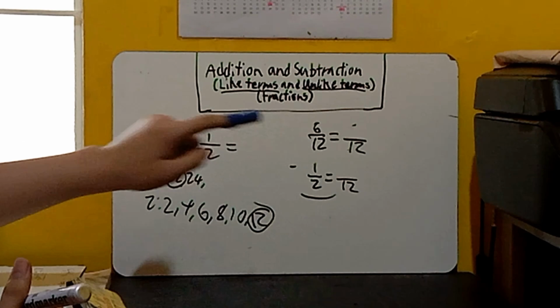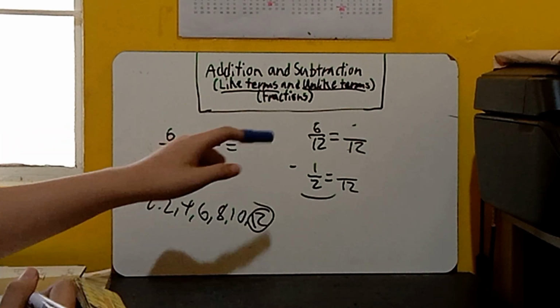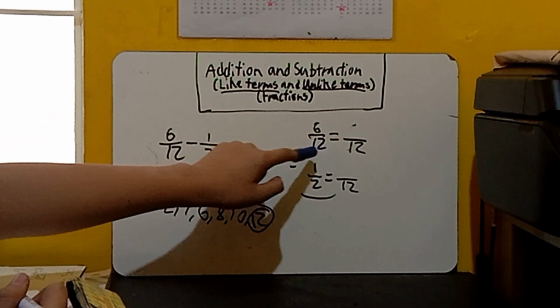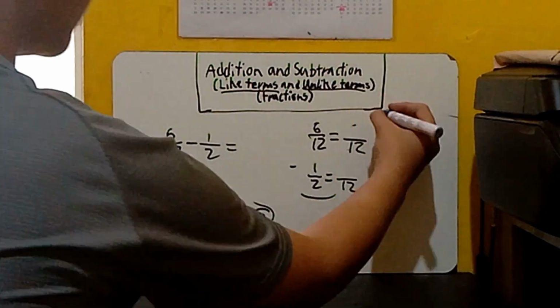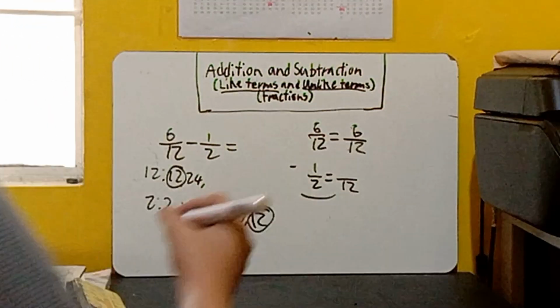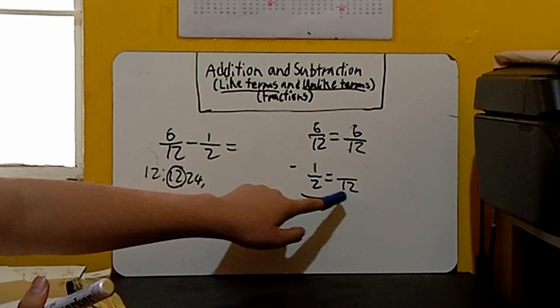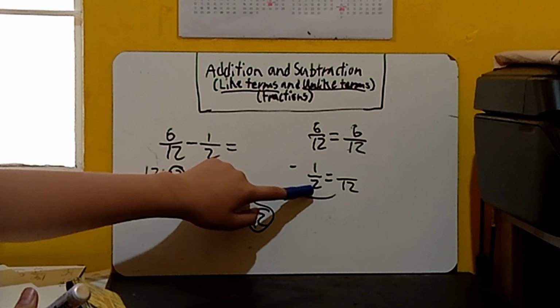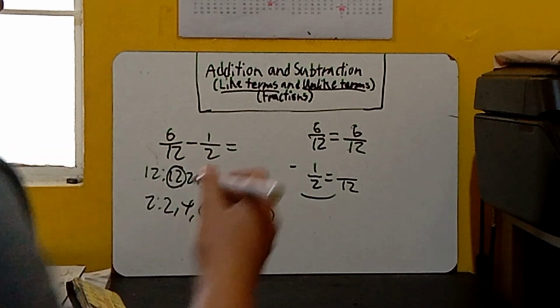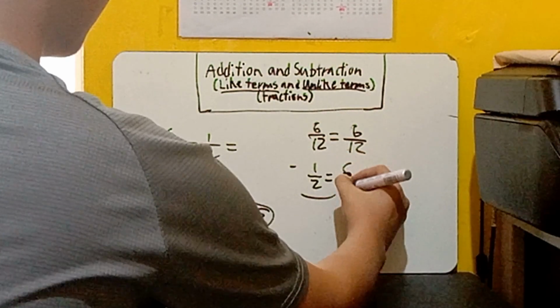So what's 12 divided by 12? It's gonna be 6. Sorry, 12 divided by 12 is 1. And 1 times 6 is equal to 6. Now what's 12 divided by 2? 12 divided by 2 is 6. So what's 6 times 1? It's 6.